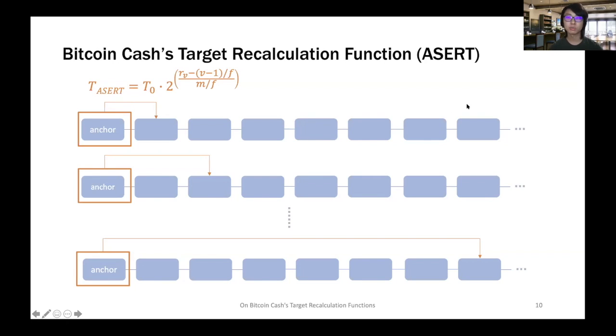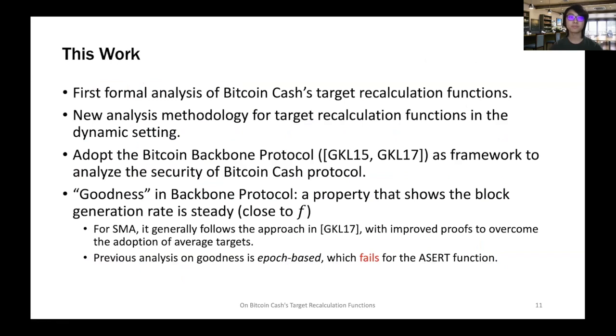It is natural to ask which one is the best, or how these functions affect the security of our blockchain. Our paper is the first formal analysis of Bitcoin Cash's target recalculation functions. Our main framework is the Bitcoin backbone protocol to analyze the security of the Bitcoin Cash protocol. However, in this presentation, I will not go through the details of this backbone protocol, but will focus on how we insert these new target recalculations into this backbone protocol analysis.